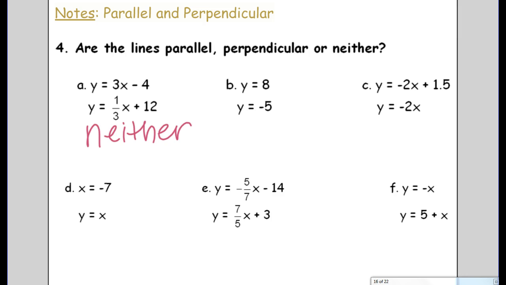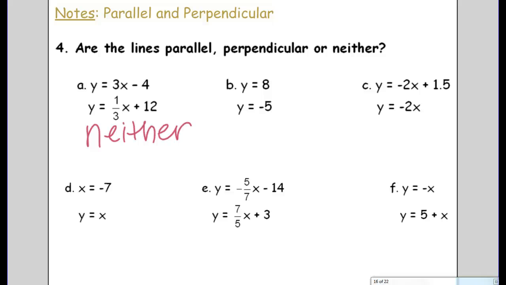Do you think those are equal? Are 1/3 and 3 equal? No. Are they opposite reciprocals? No. If they're not equal and they're not opposite reciprocals, then they're not parallel or perpendicular. They're just 2 lines. They mean nothing to each other. They are reciprocals, I agree, but they're both positive. So they're not opposite reciprocals.